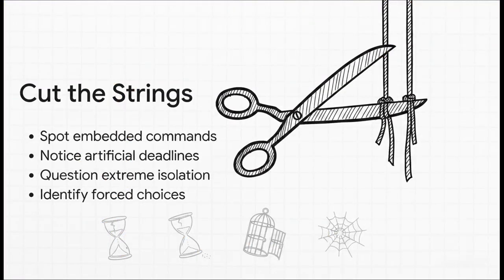Because going through this explainer isn't just about understanding the darkness, right? It's about giving you the tools to defend your own mental autonomy. Once you see the strings, they are so much harder to pull. So moving forward, actively try to spot embedded commands like most people. Notice artificial deadlines created just to make you panic. If you feel someone is trying to isolate you from different perspectives, question it immediately. And always identify when you're being handed a forced choice disguised as free will.